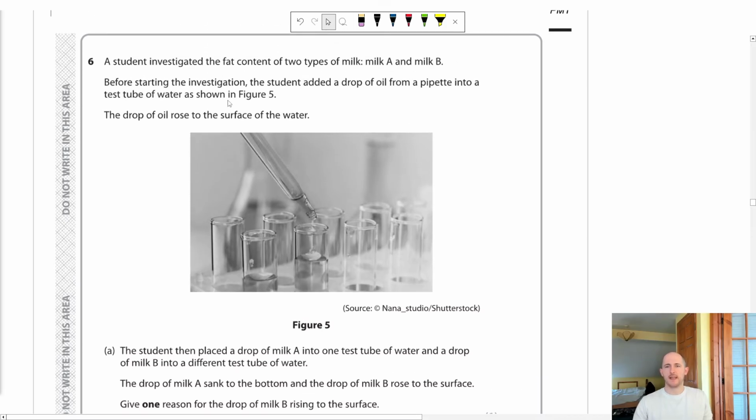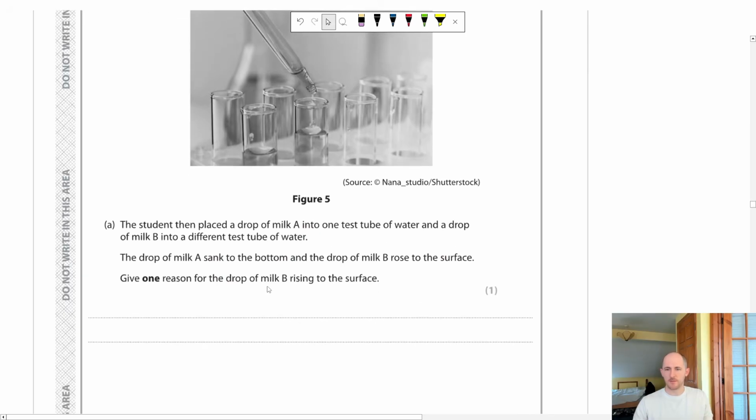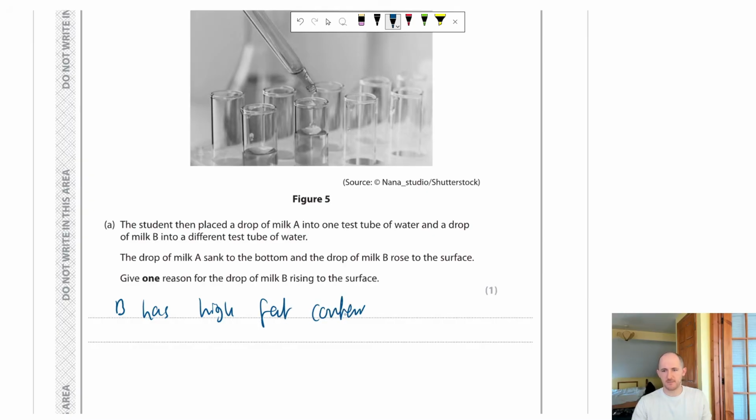Why? Well, they actually give you the answer in this question here. The drop of oil rose to the surface of the water. Now, this is because fat and oil float in water. So in this case, the reason why B rose to the surface is because it has a higher fat or oil content. So you can just say B has a higher or high fat content. That's it. Which is why they told you that initial sentence in the first place.